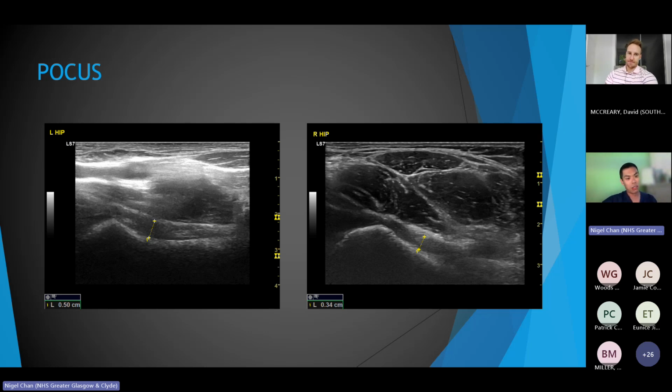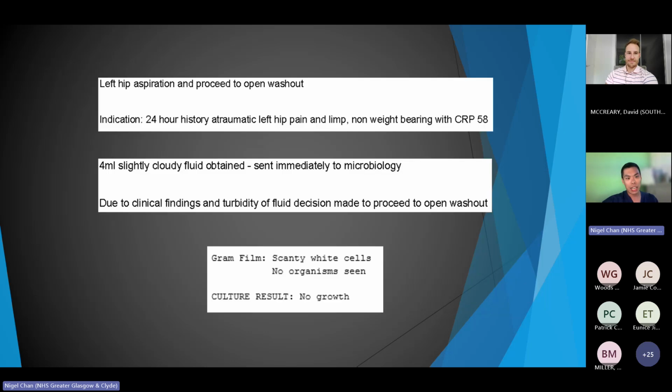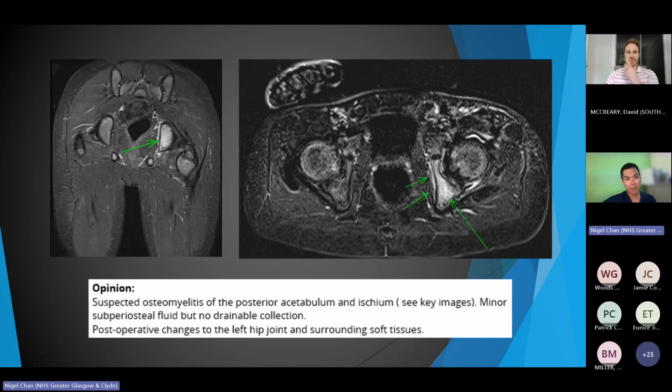So from my point of view, it was normal. He got admitted anyway, and I think there was enough clinical suspicion and concern that he might have a septic joint. They took him to theatre that day to tap his hip. This is from the op note. They managed to get 4 mils of what was described as slightly cloudy fluid, which never actually grew anything positive. The next day he had an MRI, and he basically had an osteomyelitis of his hip. That's the long and short of it.